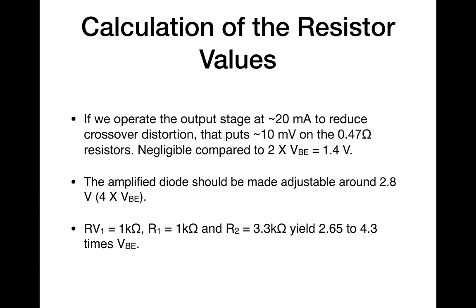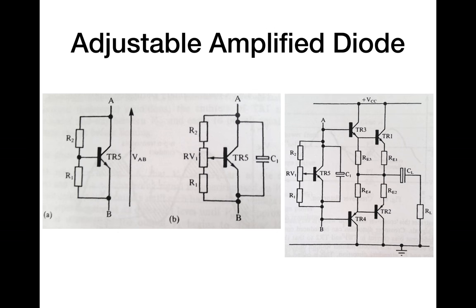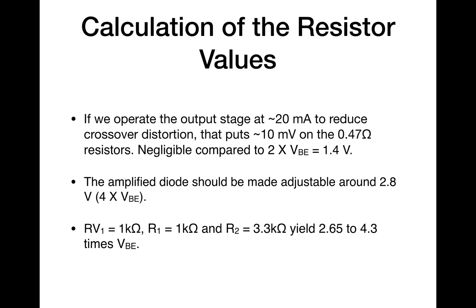So you need around 2.8 volts, or 4 times VBE range. It needs to be adjustable around that. So if you make the potentiometer R1 1K, and R2 3K, you'll get a range from like 2.65 to 4.3 times 0.7 volts, which is more than good enough.